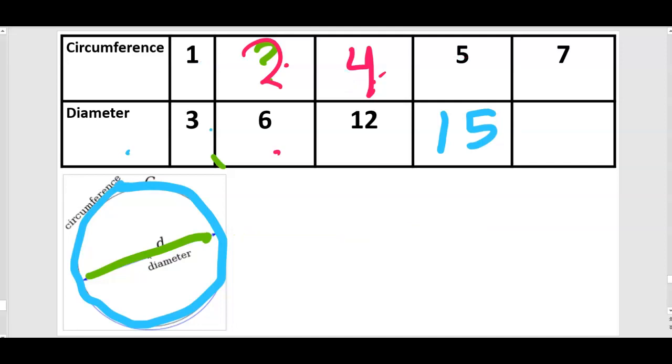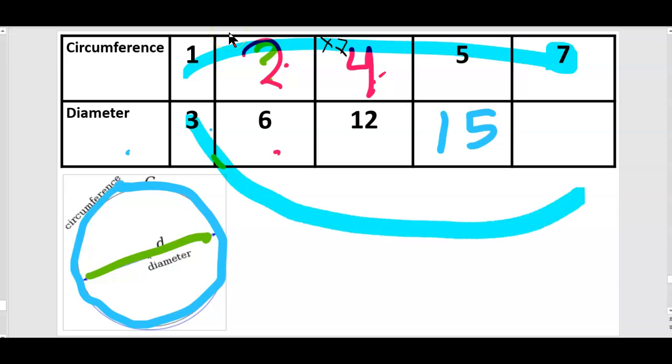Okay, so same thing here. We want to go from 1 to 7. You multiply by 7. So times 7 here. So if you're going to go from 3 to whatever this is, just do 3 times 7, which is 21. Ta-da!